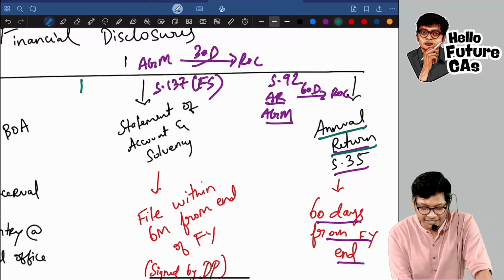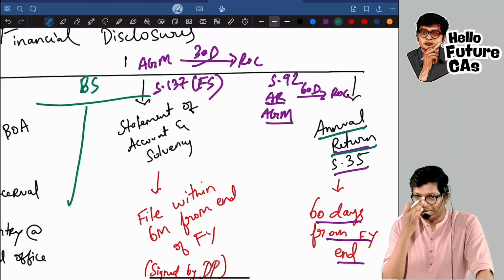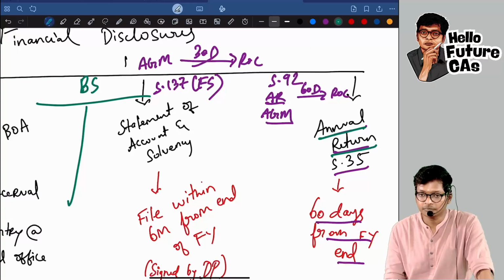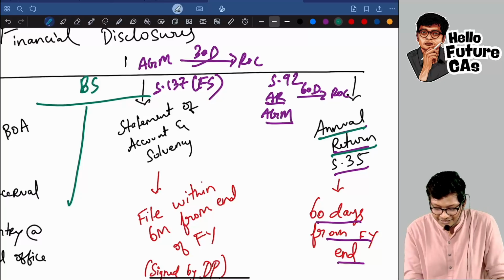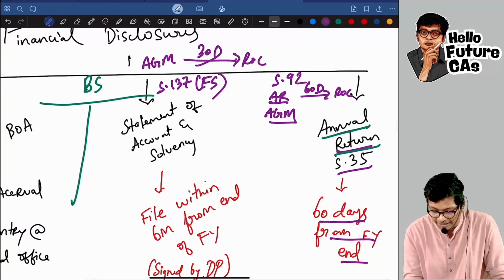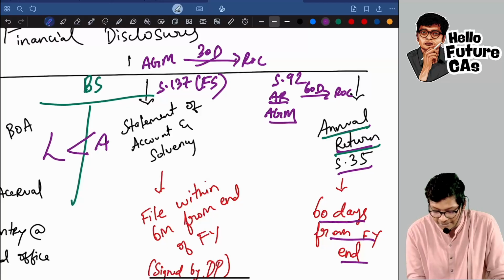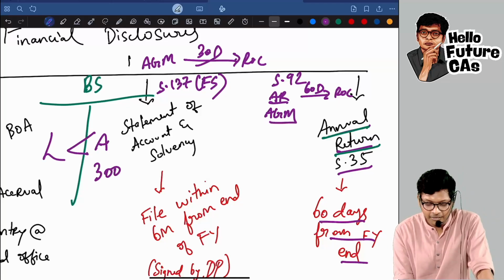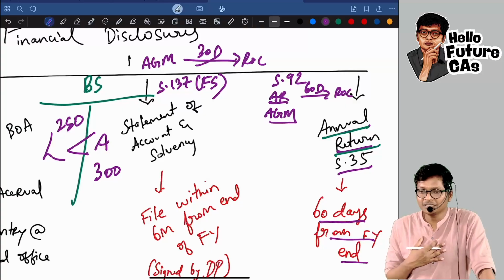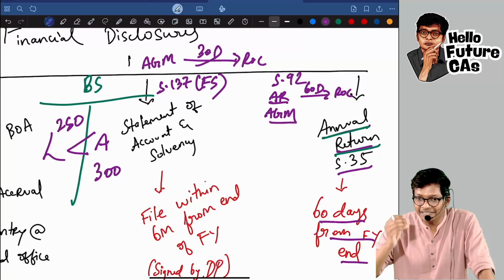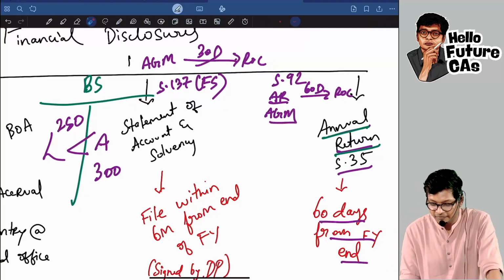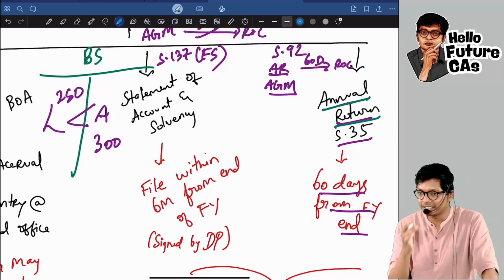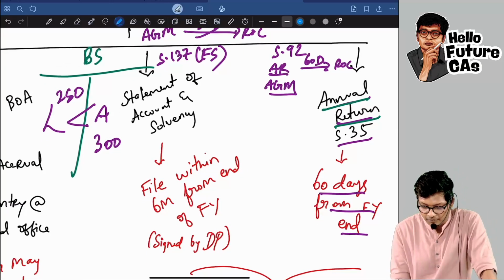A beautiful addition, guys. The advantage of LLP is that liability is limited. You need to prove to the ROC every year that if I close the business today, my assets are more than my liabilities. If my assets are 300, maybe my liabilities are 250. So if I close the business today, I am still a solvent entity. This has to be filed within 6 months from the end of the financial year and signed by the DP.